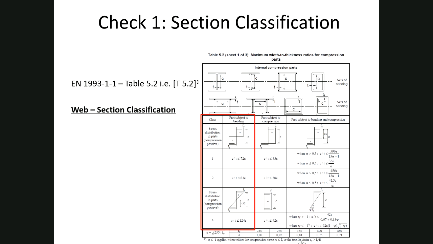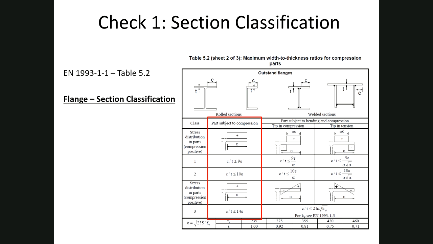And then we need to classify the flange. So the flange is the unstiffened length. Again, we can see from the diagrams here that the unstiffened length is from the outside edge or the tip of the flange right the way to where it starts to stiffen up or thicken up. So just where the fillet radius starts. That's the unstiffened length, C divided by T.